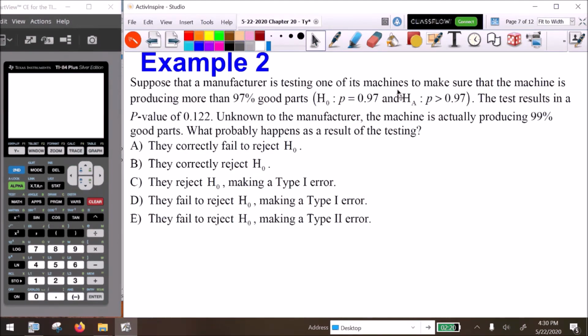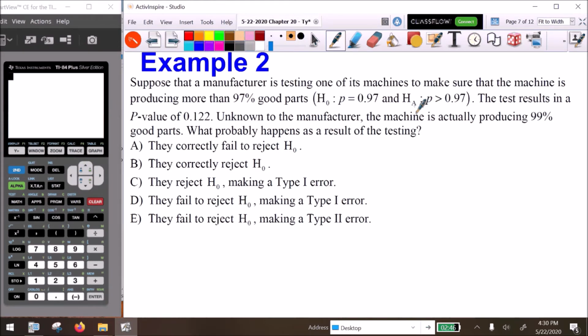This example is from the teacher's edition of the textbook. It's just a more straightforward problem. They just want us to read the scenario and identify the type of error that's being made. Suppose that a manufacturer is testing one of its machines to make sure that the machine is producing more than 97% good parts. Their null hypothesis is that the machine is producing good parts 97% of the time, and their alternative hypothesis is that it's producing good parts more than 97% of the time.